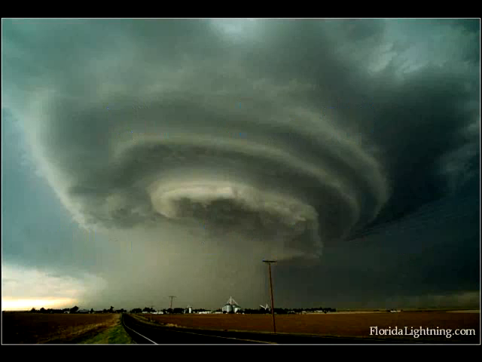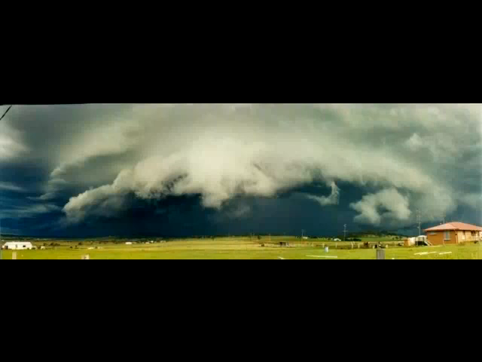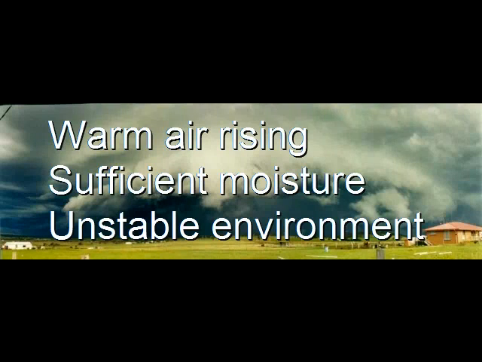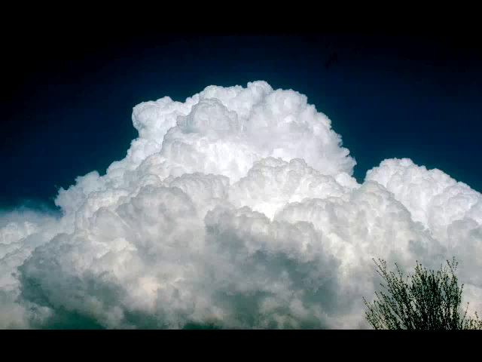Thunderstorms are storms with clouds or clusters of clouds that generate lightning and thunder. You need three conditions for thunderstorms to develop. You need warm air that is rising. The air must have sufficient moisture, and it needs to happen in an unstable environment. Thunderstorms are characterized by strong up and down movements of air. They frequently produce gusty winds, heavy rain, or hail.